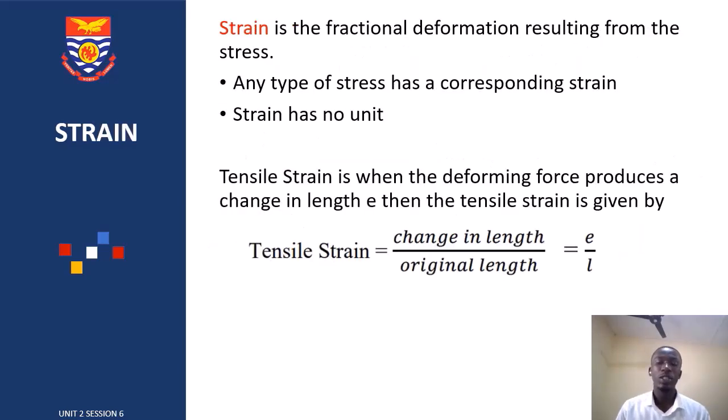Now let's look at strain. A strain is a fractional deformation resulting from stress, and a strain has no unit. So for the types of strain, we will first look at tensile strain. Tensile strain is when the deforming force results in a change of length e. Then the tensile strain can be given as the change in length over the original length.